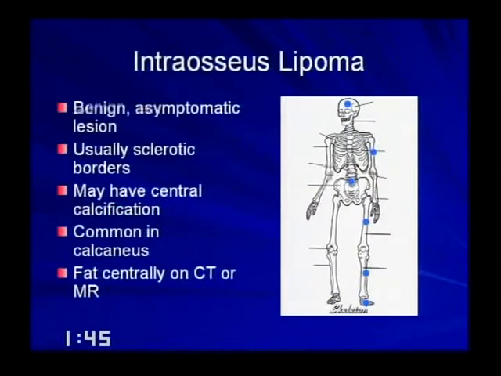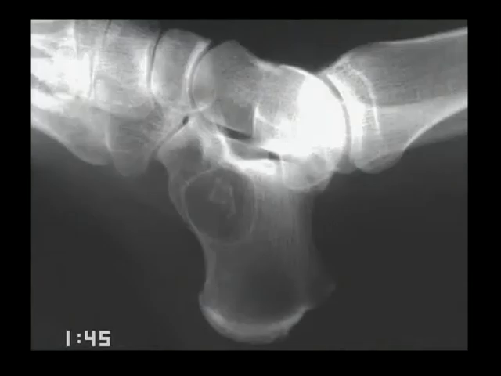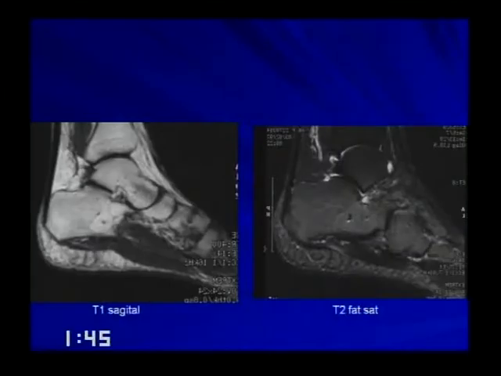Okay. Intraosseous lipoma is benign. You see a lesion that has fat in it. We're seeing them more and more on CT and MR. May have central calcifications. Here in the calcaneus, it's right where you see a UBC. That's why some people think they're related. But you tend to have this dystrophic calcification. This is another do not touch lesion.